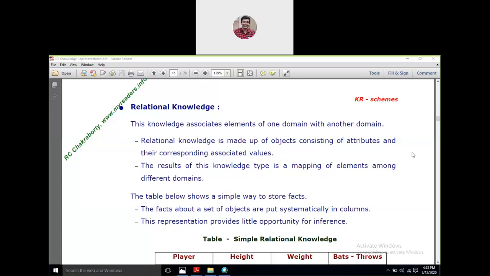Let's say we do have a table out here. This is a simple relational table in front of us. Gradually we'll be picking up the things, so please pay heed to whatever I'm saying for the present moment. In the table you have the player descriptions. Let's say we are having four players. The player names are given: Aaron, Mays, Ruth, and Williams. These players have their height, their weight, and the strategy by which they bat or throw the ball, right? These are some of the factual information given to you.